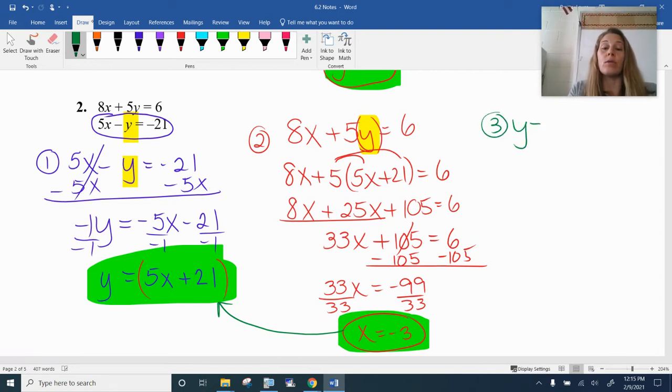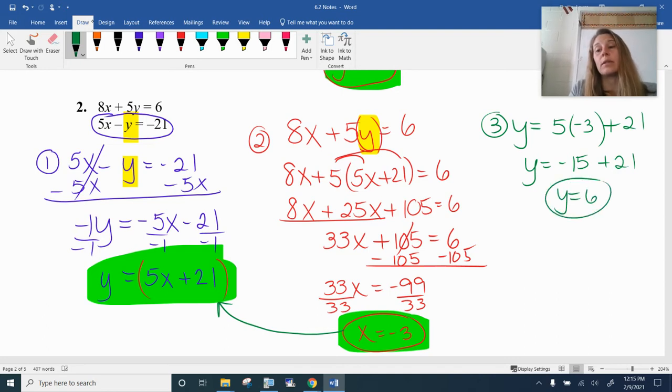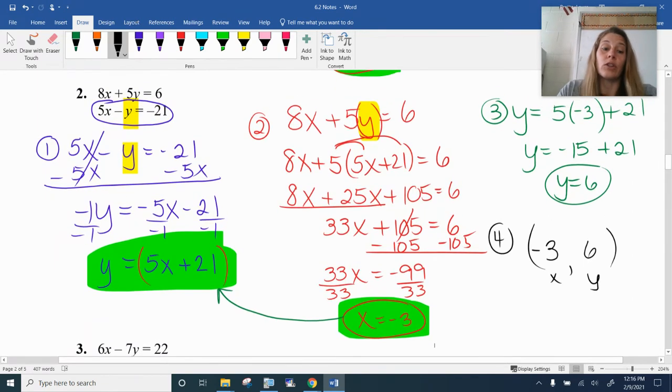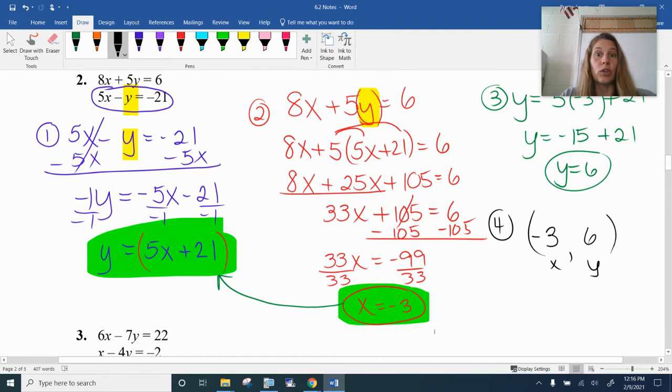So y equals 5x, which is now going to be -3, plus 21. -15 plus 21 equals 6. And then finally, we can write our solution as an ordered pair with the x first and the y second, as always, -3 and +6. And of course, once again, you should always check those, but just in order to save some time, I'm not going to keep checking them on this video.